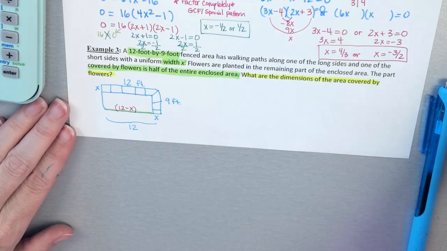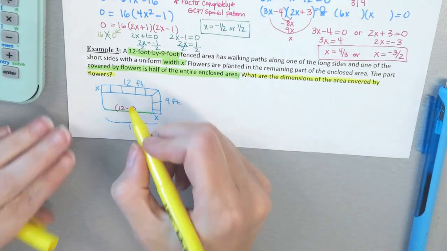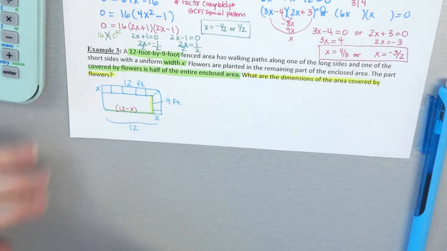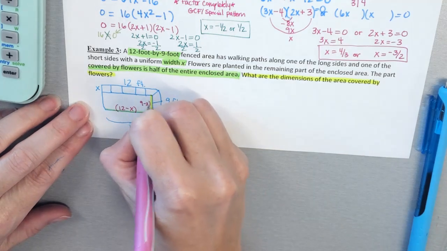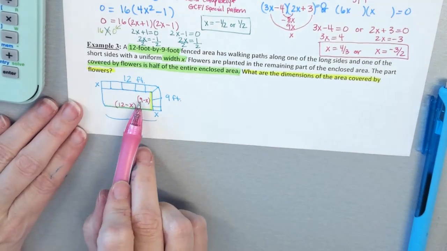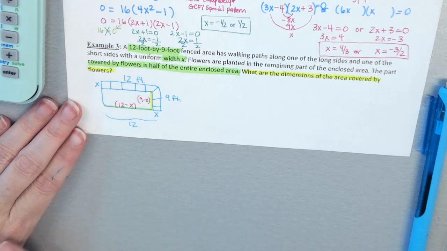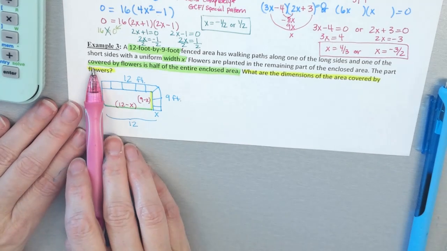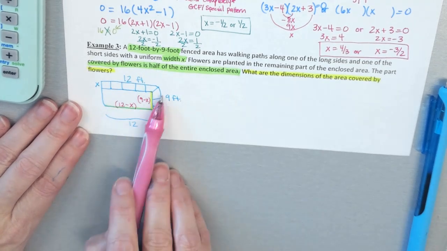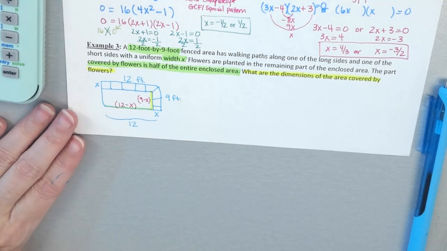Okay, and then I also want to write what this would be. Can you guys figure that out? 9 minus X. Okay, so we have to find the actual dimensions, so we have to find what X is. So they gave us a little more information. They said that the part that's covered by flowers is half of the entire enclosed area.